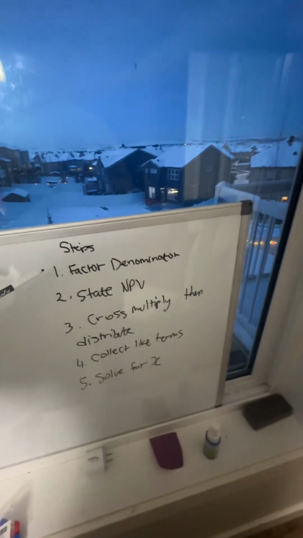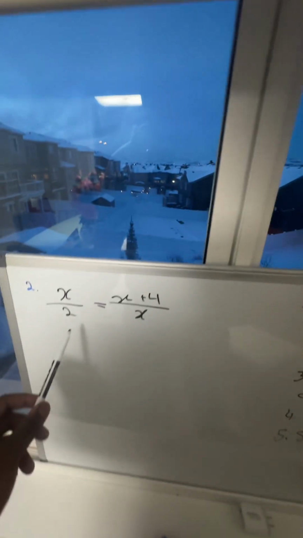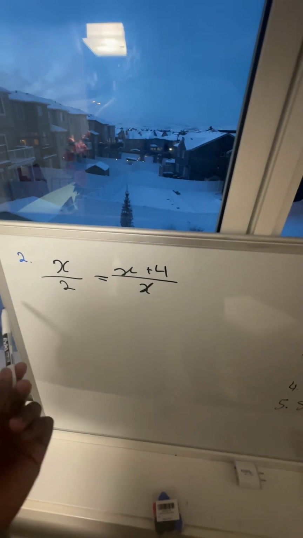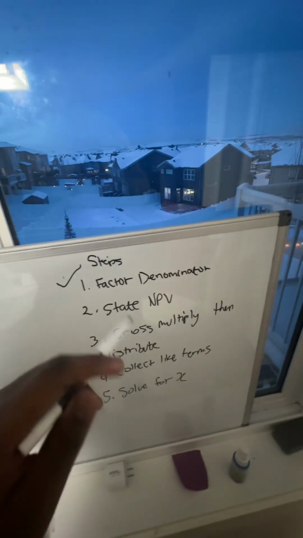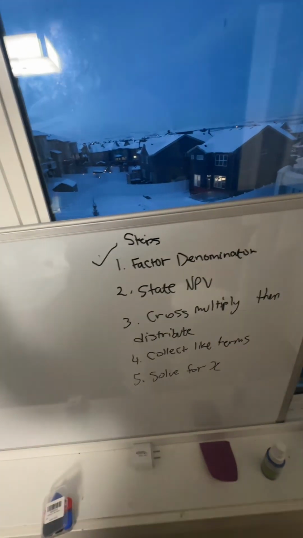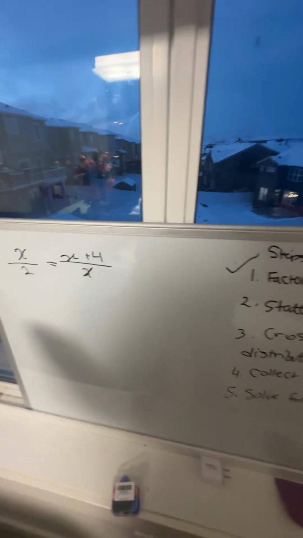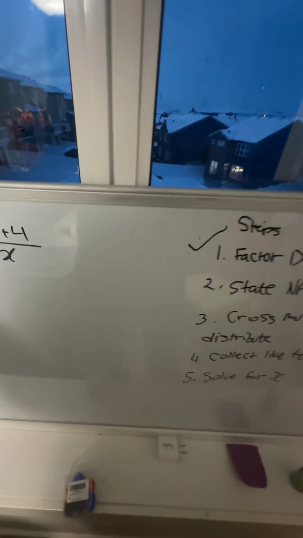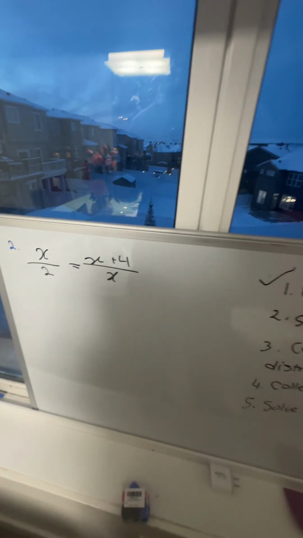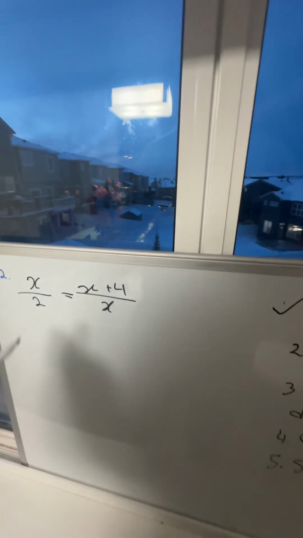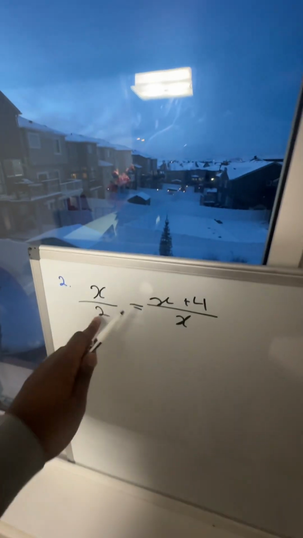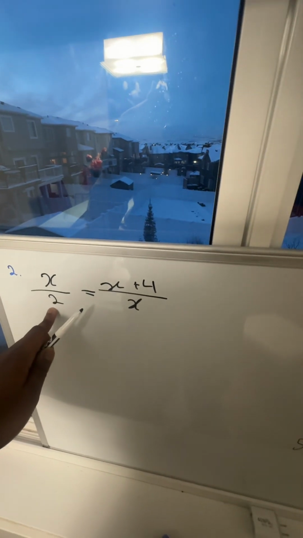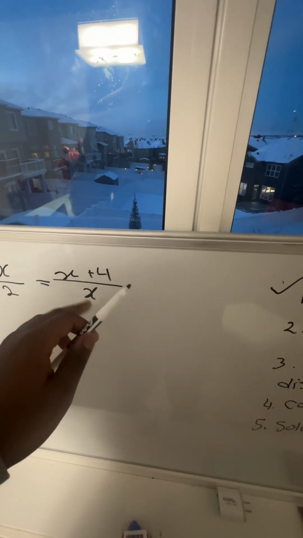So first step, you factor the denominator. You can't factor this and you can't factor x. So step 1 is done. Step number 2, you have to state the non-permissible values. I didn't do this in the last video, but my bad, I'm doing it now. There's no x or value on this side, so you can't do anything with it, but you can with this side because it's just x.